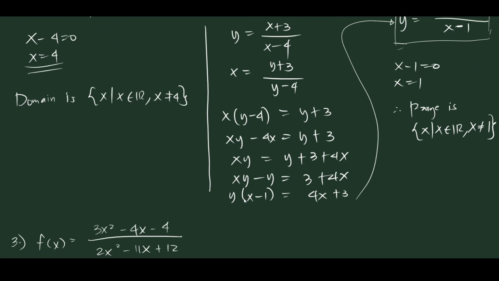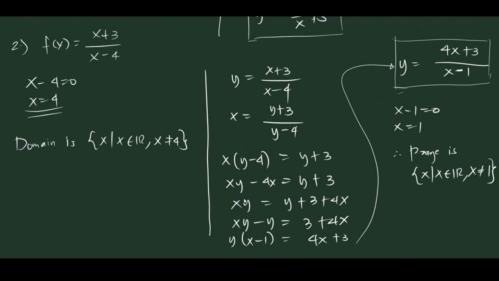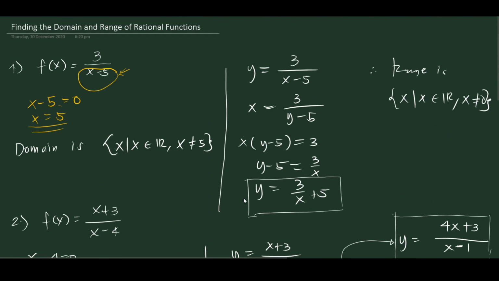Okay, very nice. Now, this methodology right here in finding the range, we use the inverse, right? We use the inverse of the original function. Now, this method is only applicable if the function is one-to-one. Now, what does one-to-one mean?